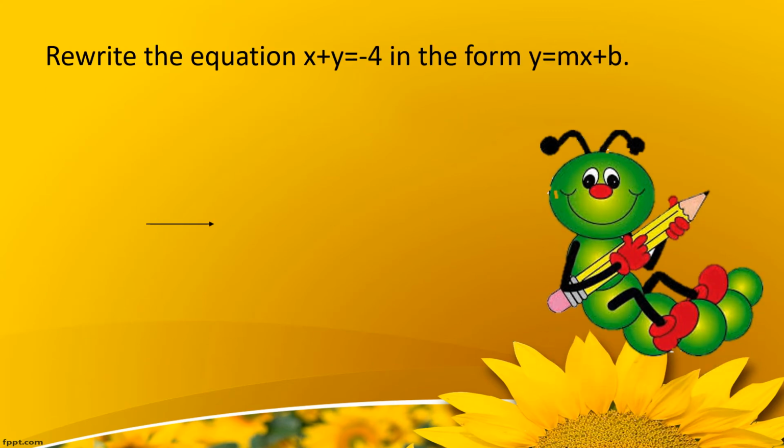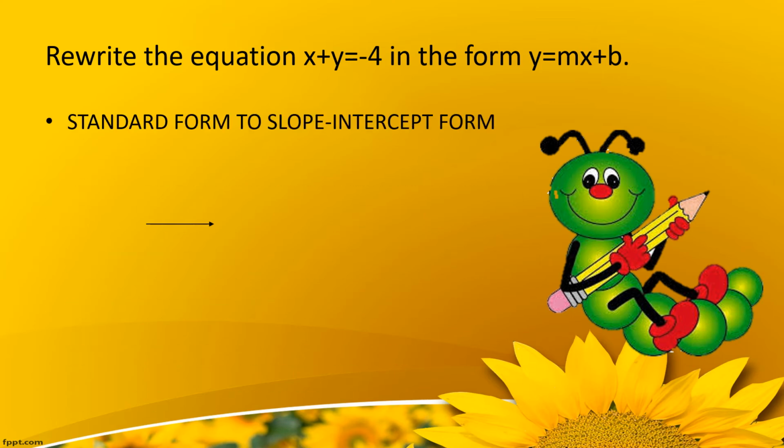Rewrite the equation x plus y equals negative 4 in the form y equals mx plus b. So, from standard form to slope intercept form. From ax plus by equals c to y equals mx plus b. So, ang atong given x plus y equals negative 4, it is in the standard form. So, our A here is 1, B is positive 1, and C is negative 4.